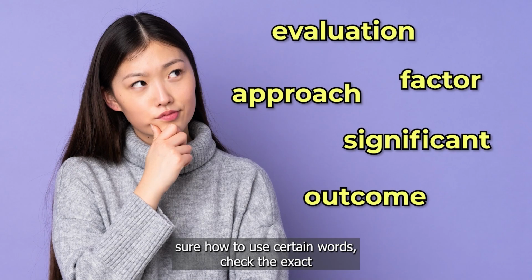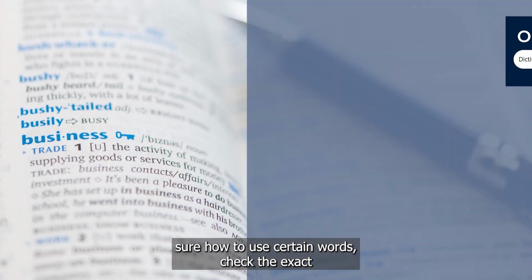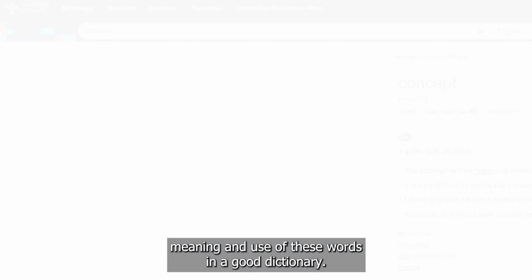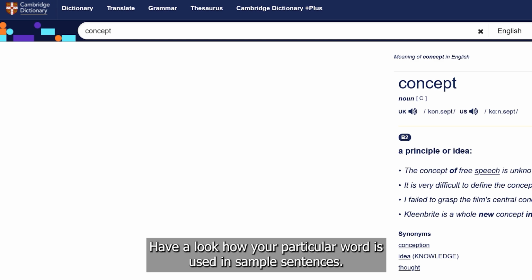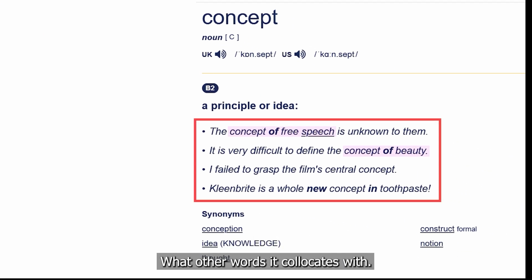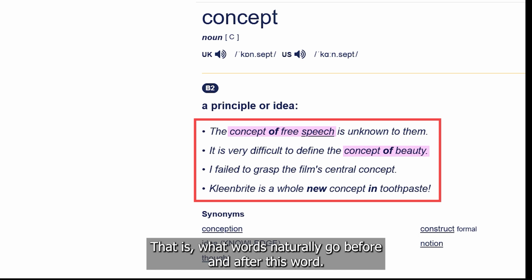If you are not sure how to use certain words, check the exact meaning and use of these words in a good dictionary. Have a look how your particular word is used in sample sentences, what other words it collocates with, that is, what words naturally go before and after this word.